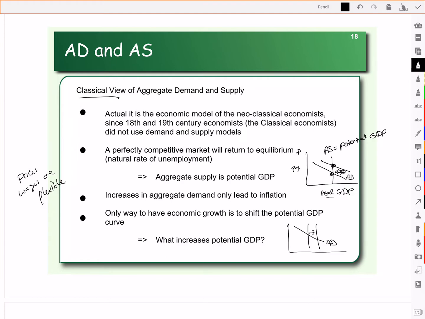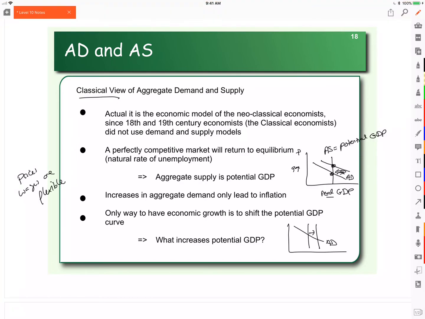Okay? So the classical view is really a long-term view, and so aggregate supply is the potential GDP. And to get growth, we need to increase potential GDP. And what are the 4 ways to change potential GDP? Natural resources, capital goods, technology, and the quantity and quality of labor.